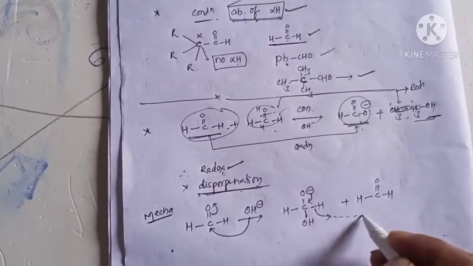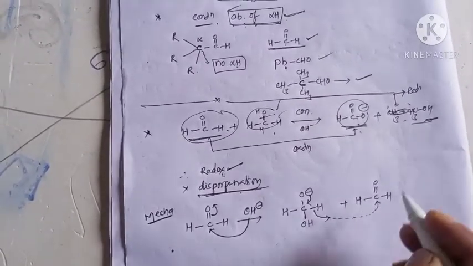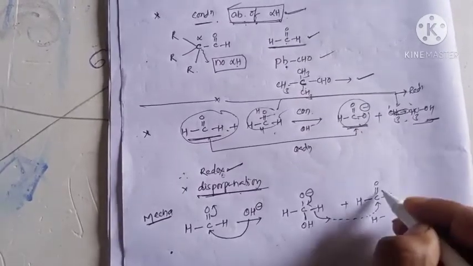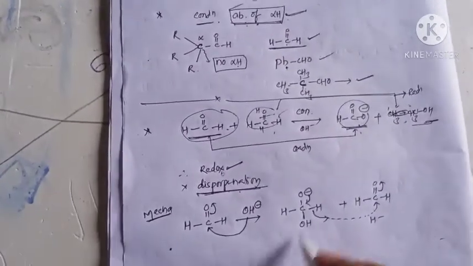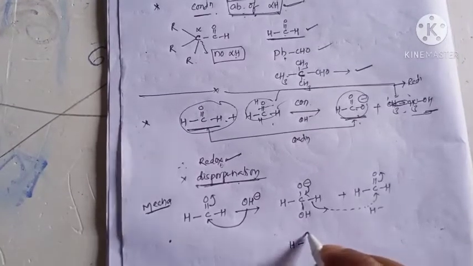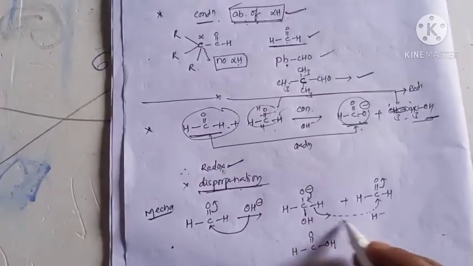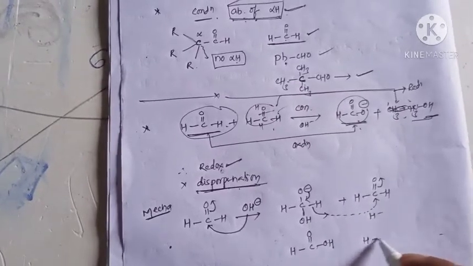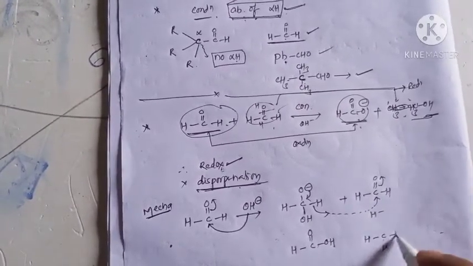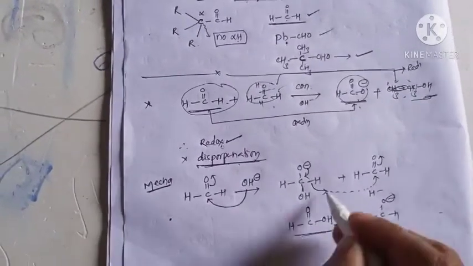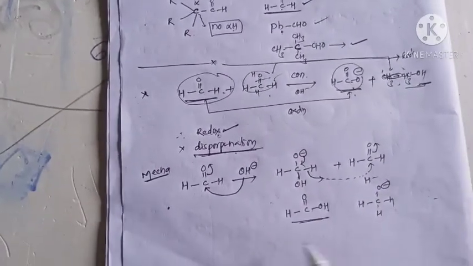Again this H minus shifts, or attacks the second molecule's carbonyl carbon. Then loss of the pi bond. So it is converted to H, this becomes a double bond, here OH. This H minus attacks the second molecule. After attacking, it is converted to O minus. So the first step is H minus transfer.